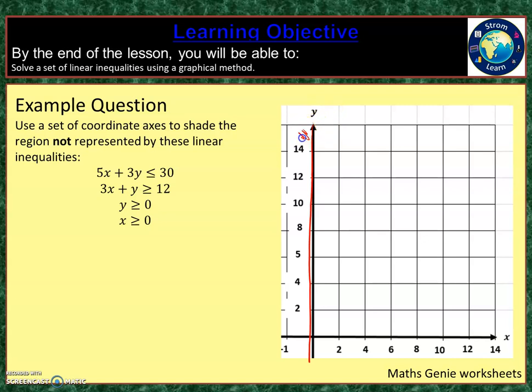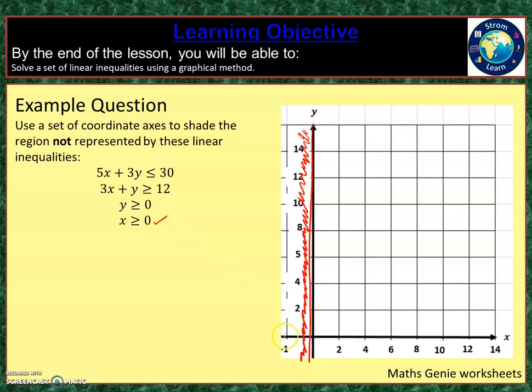So I'm just going to scribble out everything below 0 because that's not the region we're interested in. And it does tell us in the question, shade the region not represented by these linear inequalities. So not interested in that bit, and I've dealt with that inequality. Now if you have an inequality which has not got the or equal to bit attached, then we do the same thing, but we just use a dashed line rather than a solid line. But when this is applied to linear programming, we almost always have the or equal to involved.